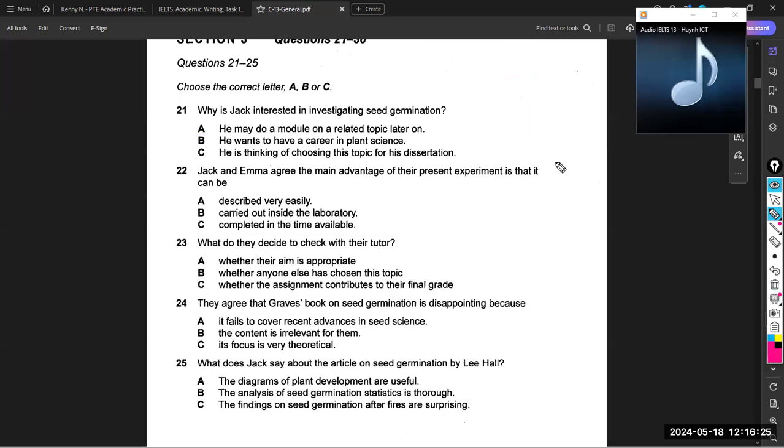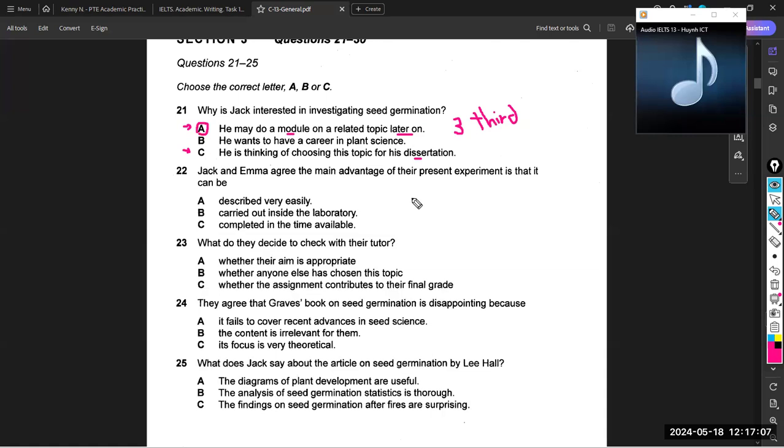Let me erase B. So we still have A or C. What is the main reason? He may do a module on a related topic later on, or he is thinking of choosing a topic for his dissertation. No, there's an optional module on seed structure and function in the third year. So there is a module later on in the third year. It is A.